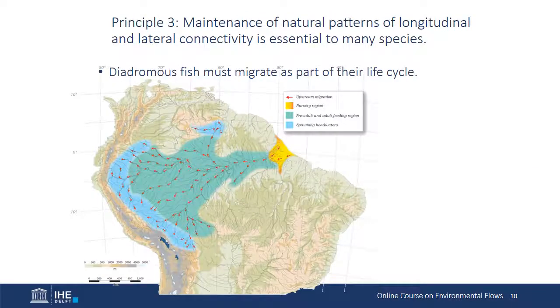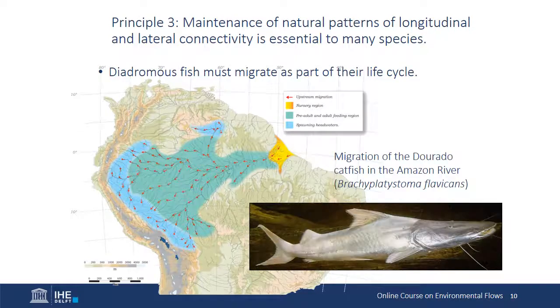Principle 3 addresses the importance of flow influences on the longitudinal and lateral connectivity of river systems. Beginning with longitudinal connectivity, there are many remarkable examples of long-distance migrations by fish. The most well-known of these is certainly the migration of salmon from the sea into rivers around the world. In the Amazon River system, a large number of catfish migrate over great distances, some more than 4,000 kilometers.